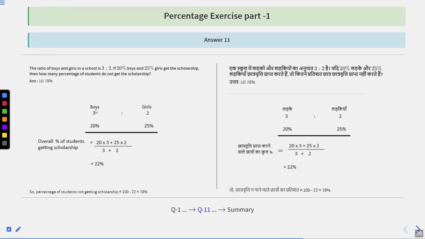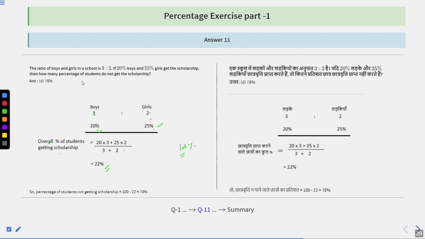Now, the ratio of boys and girls was given as 3:2, and 20% of boys and 25% of girls are getting the scholarship. So the overall percentage of students getting the scholarship should be the weighted average. That is (20% into 3 plus 25 into 2) upon total, which is 3 plus 2. So that comes out to be 22%. That means that out of a total 100%, 22% of students are getting the scholarship.